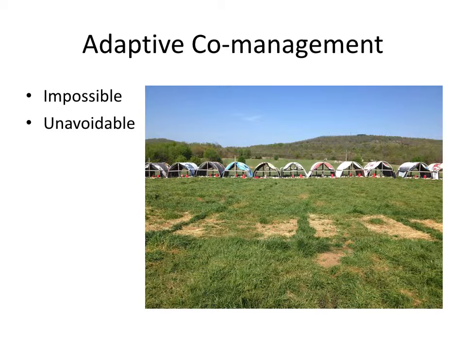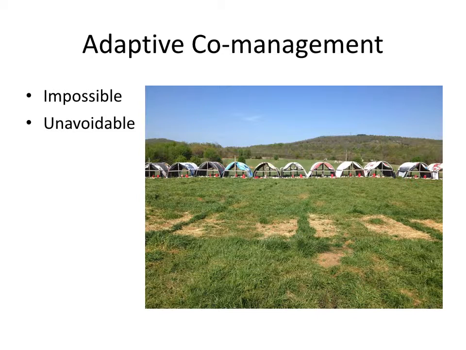So I always say that adaptive co-management is both impossible, in terms of finding a perfect balance between all of the humans and all of their different interests, and the natural ecosystem function and biodiversity, but it's also unavoidable. We depend on these ecosystems for our livelihoods, we depend on them for the many services that they provide us, and the humans are there whether anyone likes it or not. So it's both impossible and unavoidable.